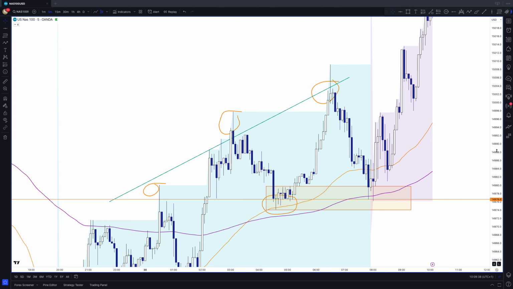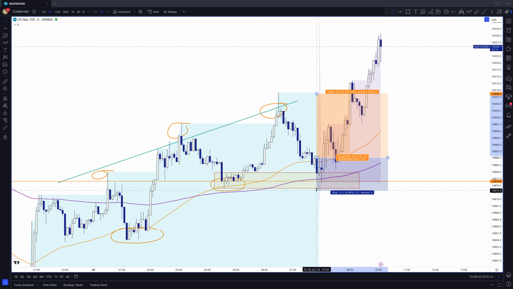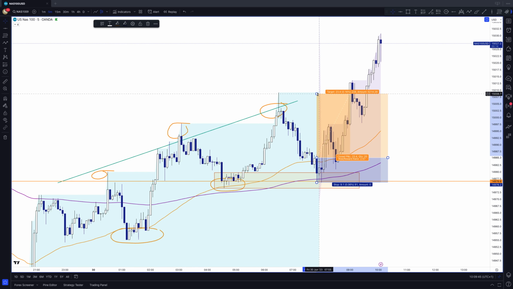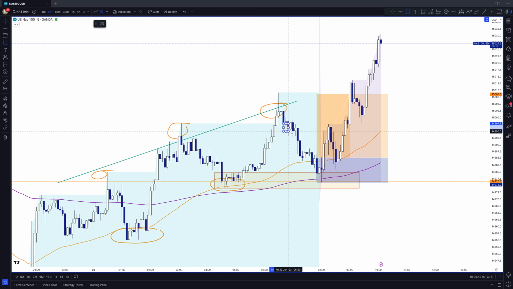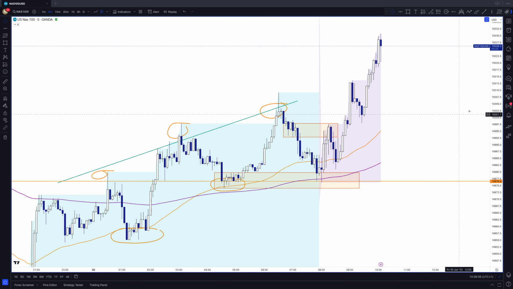Now the first trade would have been a very nice one, right here, into this supply zone over here. That could have been the first trade on this pair, or on NAS 100, which was very nice. However, I was looking at this differently.